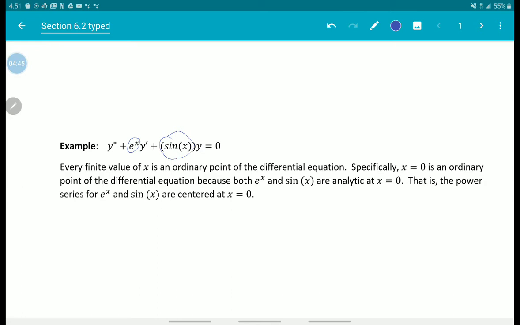Because we don't really have any kind of domain restrictions, if we want to look at something like x equals 0 specifically, it's going to be an ordinary point for this, just because we could express e to the x and sine of x in terms of a power series that's centered at 0. So it's analytic at that point.